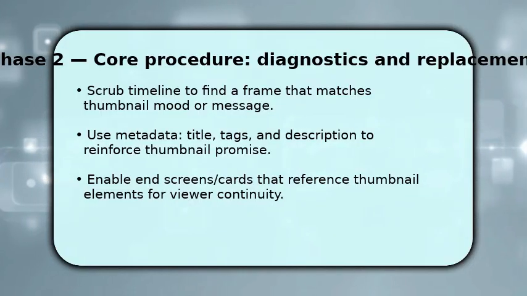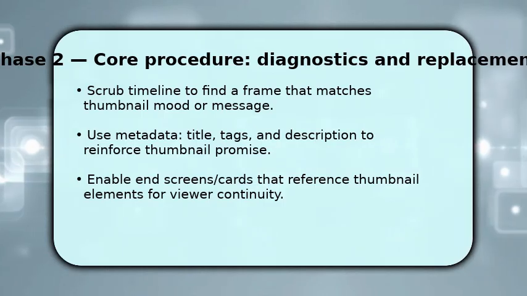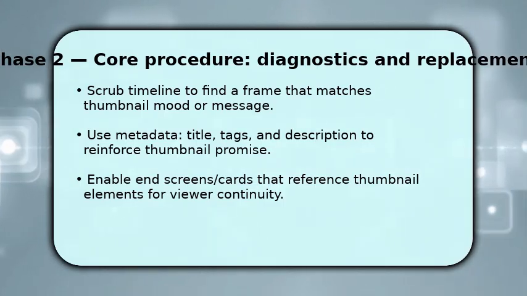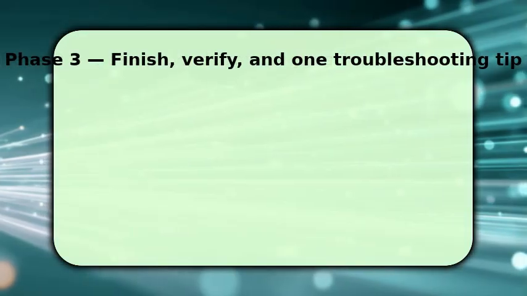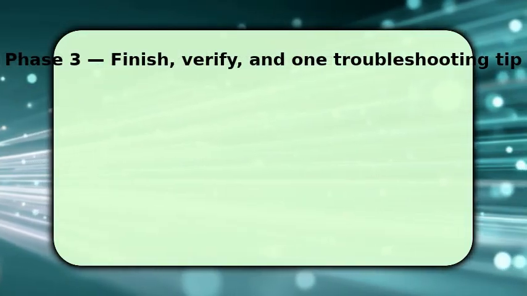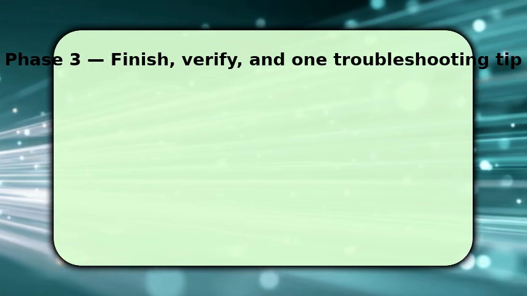Also add an early verbal hook that matches the thumbnail claim, and place cards or on-screen text referencing the image. This reduces bounce and increases watch-through. You're ready to publish. Choose Publish or Schedule, and then immediately verify the thumbnail on both mobile and desktop views.